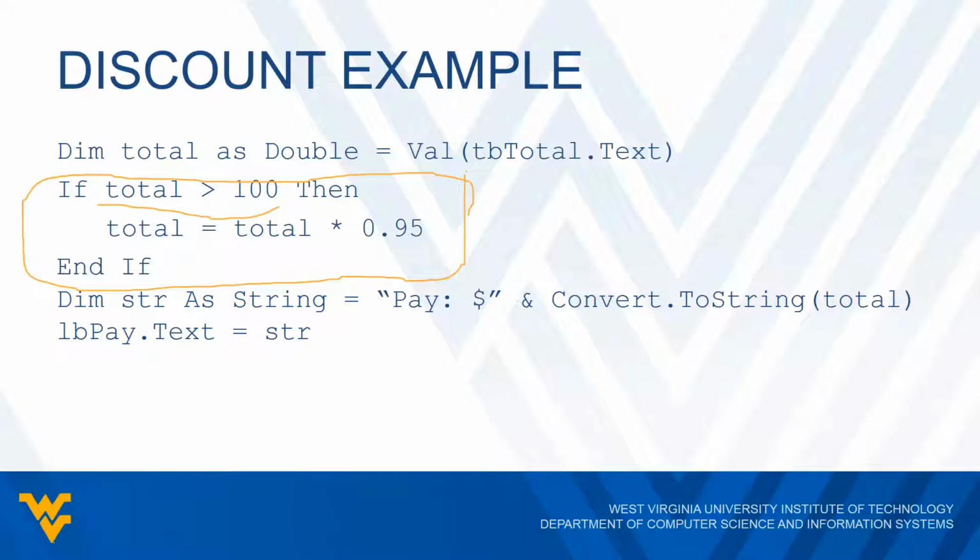So if the value of total is greater than 100, we're going to set total to be 95% of the total. If this is not true, which means total is less than or equal to 100, we just skip this line and move on to the next line that converts the total to a string, concatenates it with the pay, and then the dollar string, and stores that into str. So this sure enough takes care of our problem where we can compute a discount if the total is greater than 100.